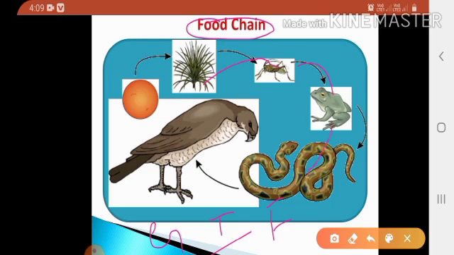So, in this way, we can say that snake does not directly depend on grass for its food. Snake depends on a frog for its food. Frog depends on insect and insect depends on grass. Snake indirectly depends on grass for its food.